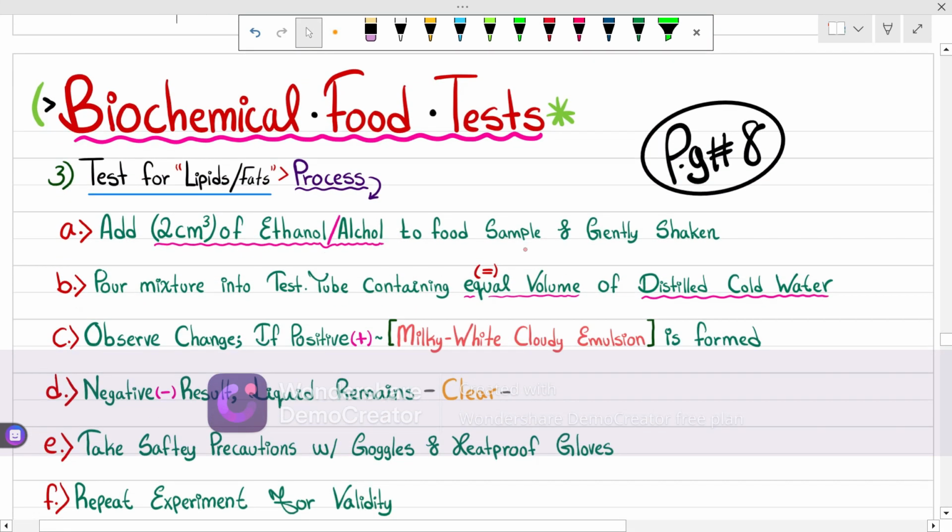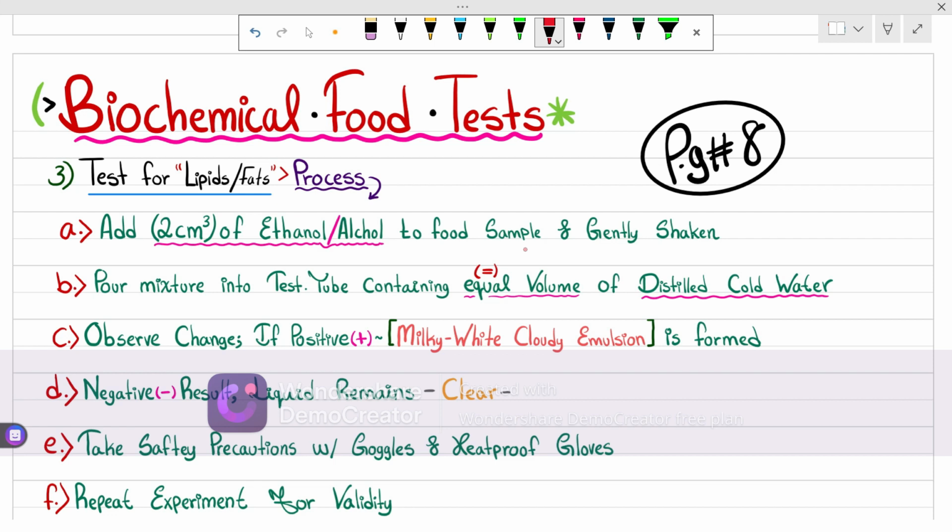All right. The third food test is the test for lipids or fats. Step 1, add 2 cm³ of ethanol alcohol to the food sample and gently shake it. Step 2, pour the mixture into a test tube containing an equal volume of distilled cold water.